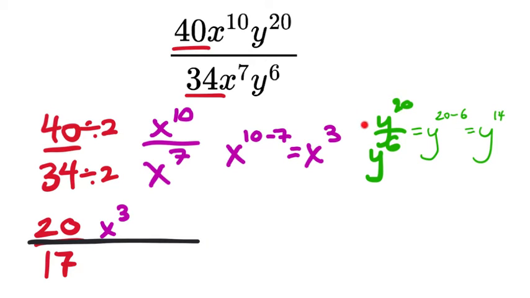Again, there were more y's in the numerator here than the denominator, so in the end there should be y's in the numerator. Y to the power of 14. And that would be considered fully simplified.